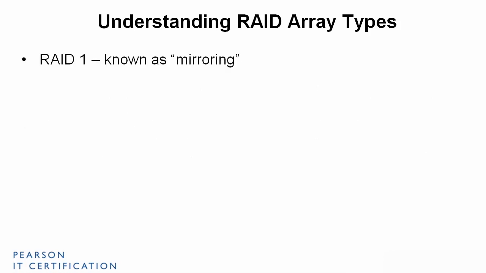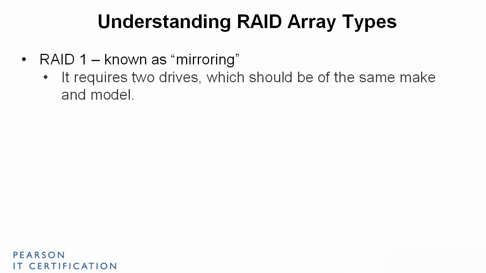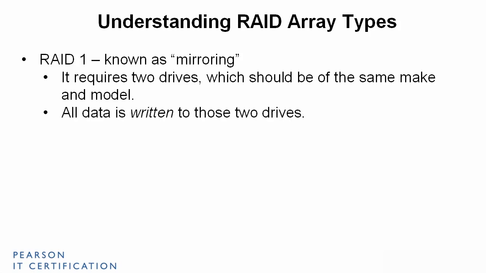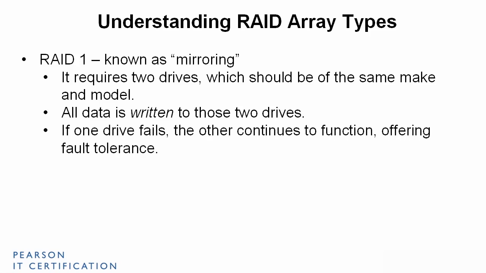RAID 1 is known as mirroring. It requires 2 drives, which should be of the same make and model. For example, you would want the same Western Digital drives within the same Blue series. All data is written to both of the drives. It's mirrored. If one drive fails, then the other continues to function, offering that fault tolerance that you want.